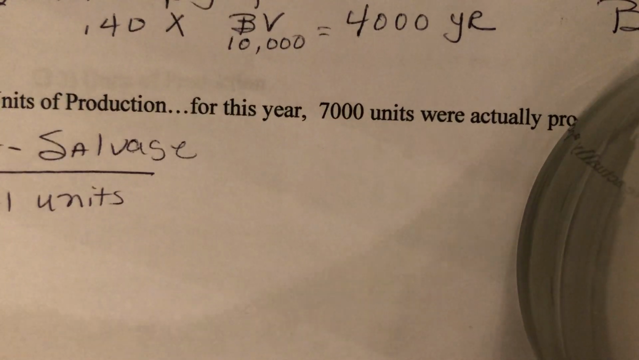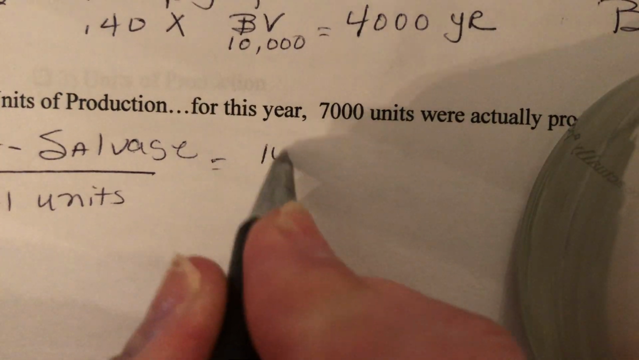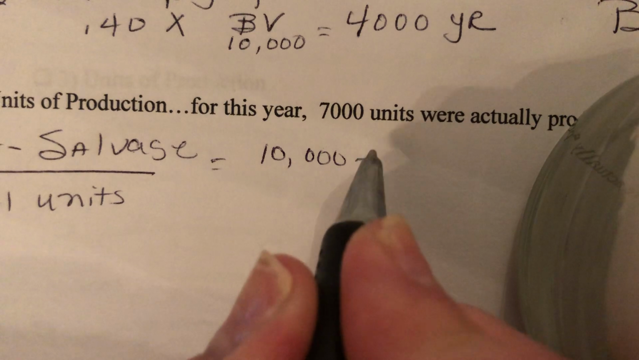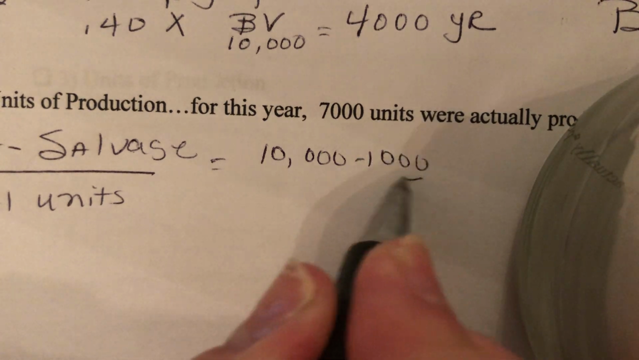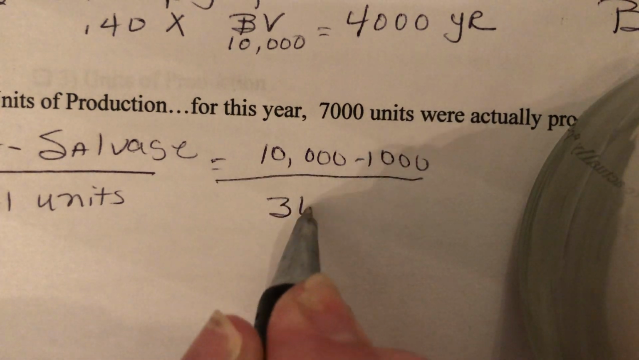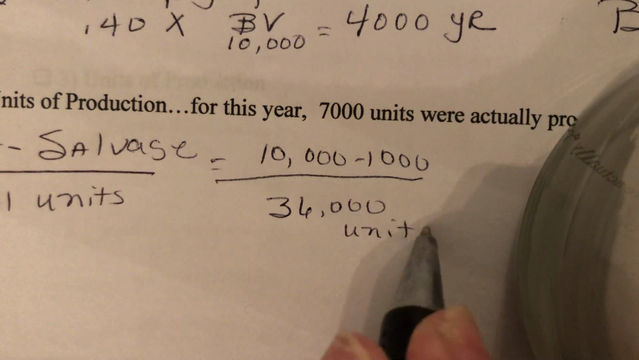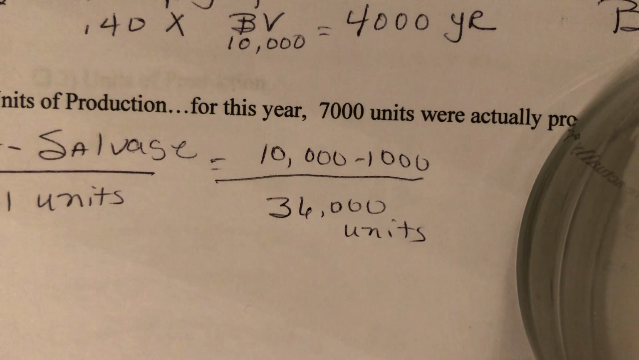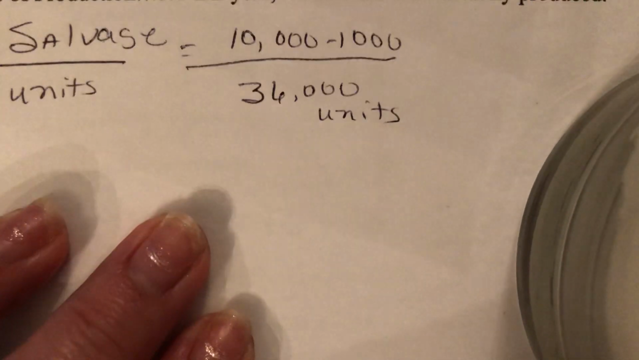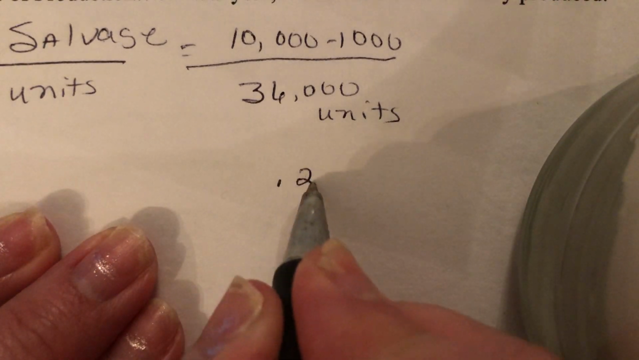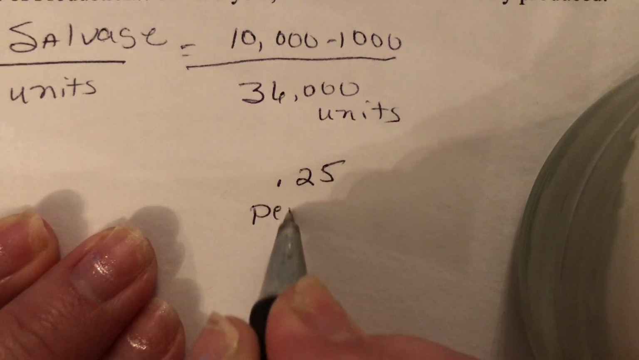So let's start the way we did with straight line, 10,000 minus 1,000. But this time divide by 36,000 units, or shoes in this case. When you do that division, you get 25 cents per shoe.